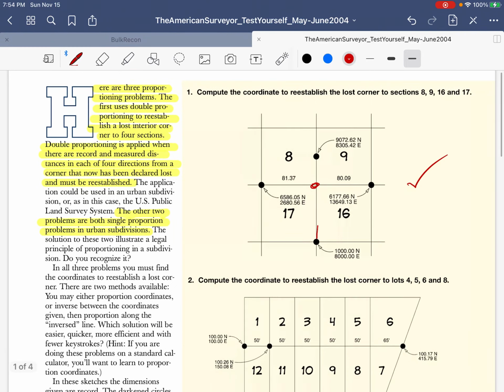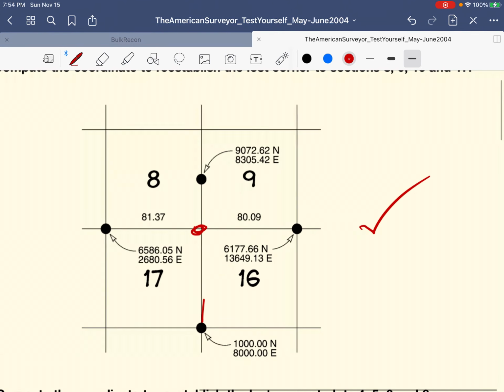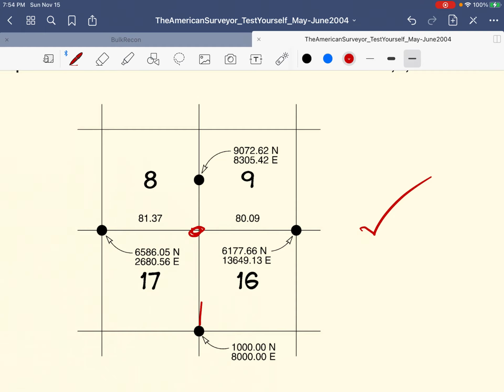So let's dive into this. This first one, obviously, is four sections. The only tricky thing here is that while he did give us the record distances that the original surveyor measured for these two lines, he didn't tell us these two. And I'm just going to tell you what they would be. This one would be exactly 80 chains. And this one here, half a mile, would be exactly 40 chains. So we'll do that one first because that's a little easier.